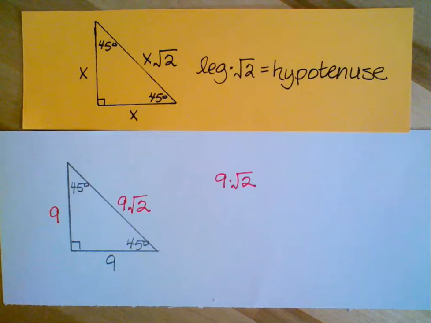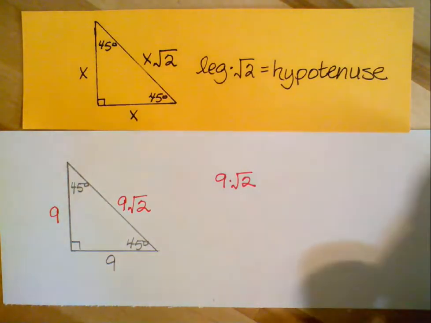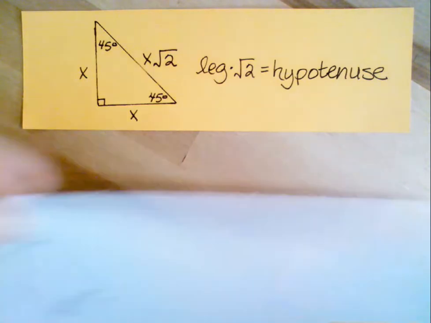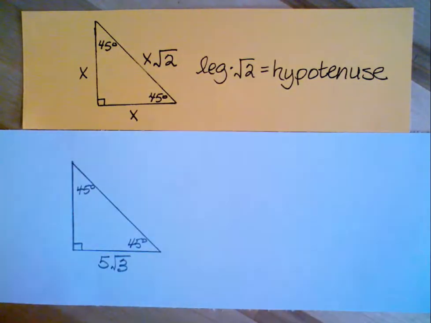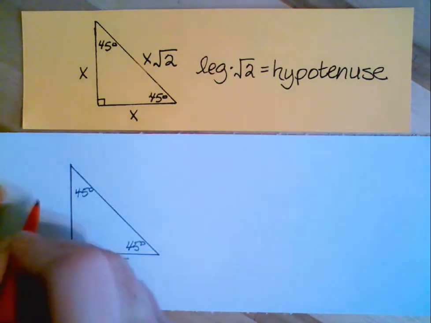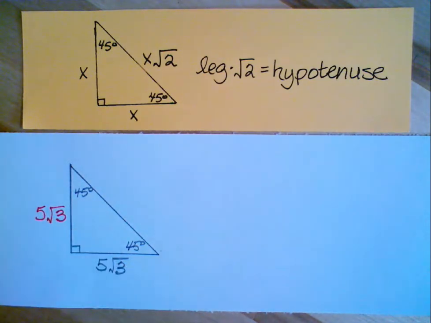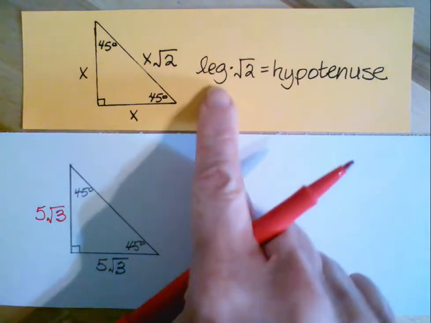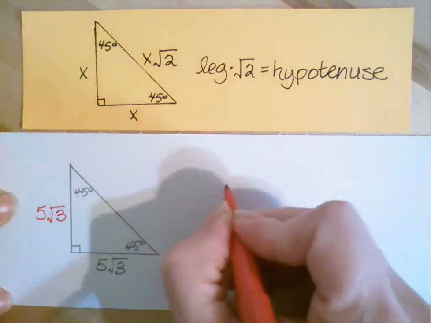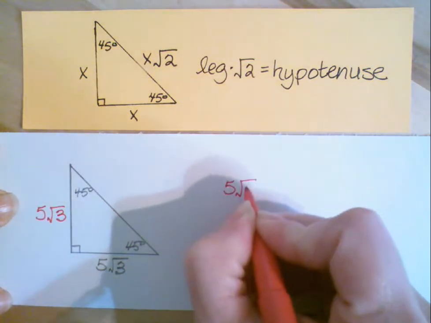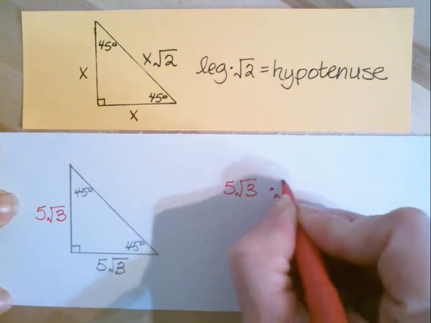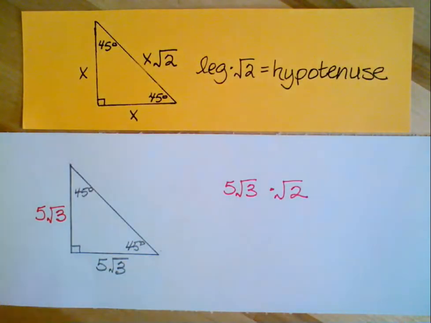In this next example, we want to look at a leg length that's not a whole number. In this case, our leg length is 5 times the square root of 3. The same process applies. We know that the legs have to be congruent, which means the other leg will also be 5 times the square root of 3, and that the length of the hypotenuse has to be the leg times the square root of 2. So we're going to take that 5 root 3 and multiply it by the square root of 2, and that's going to give us the length of the hypotenuse.